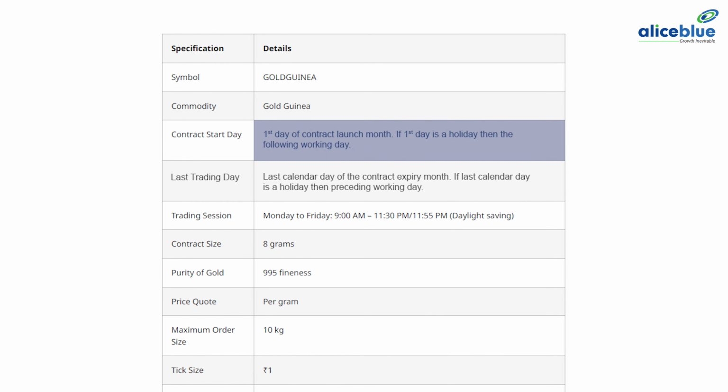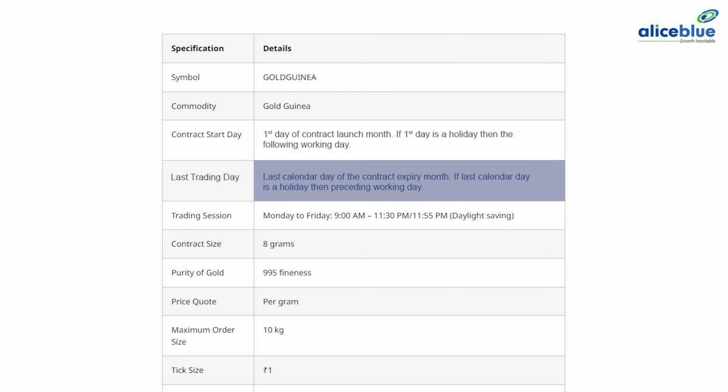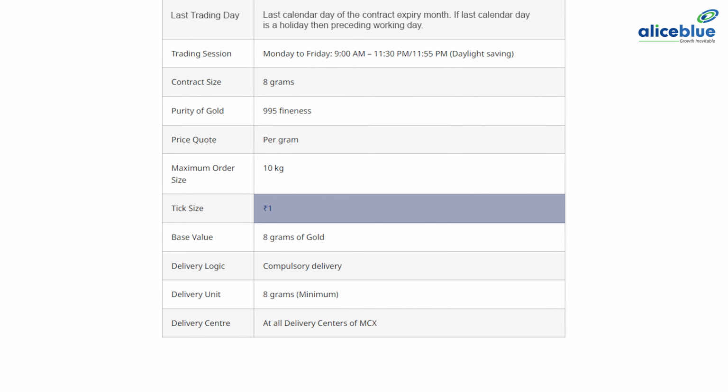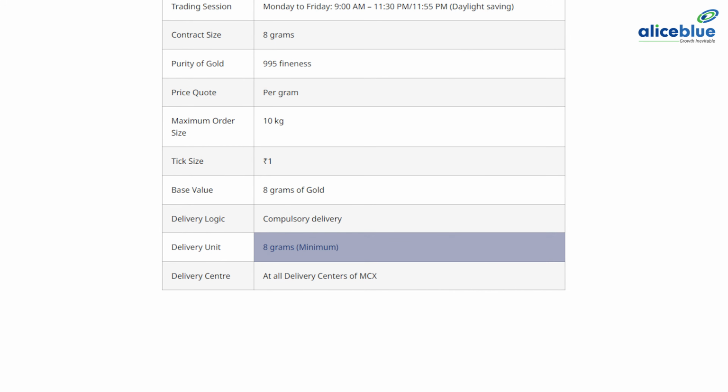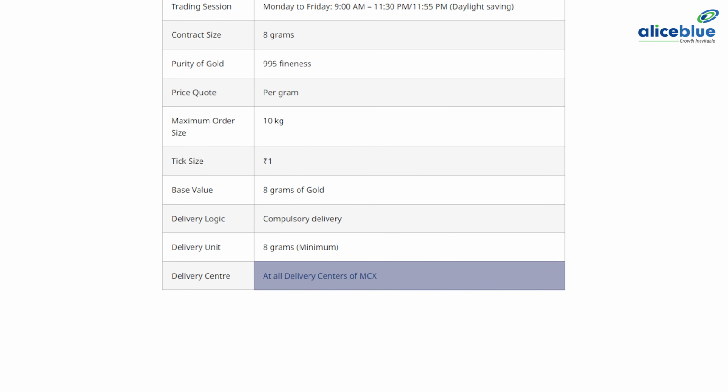The contract start day is the first day of the contract launch month. If the first day is a holiday, then the following working day. And the last trading day is the last calendar day of the contract expiry month. If the last calendar day is a holiday, then the previous working day. Tick size is ₹1, base value is 8 grams of gold, delivery is a minimum of 8 grams with compulsory delivery, and it is delivered at all delivery centers of MCX.